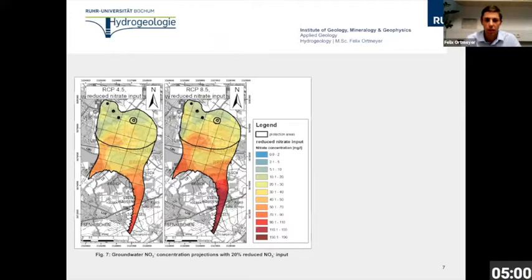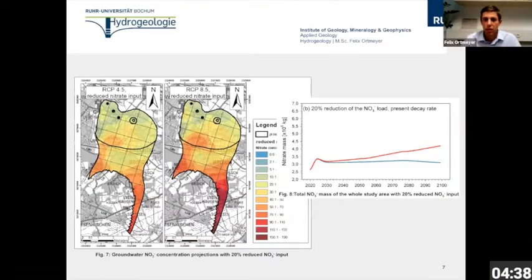This is another calculation. Here we reduced the nitrate input by 20%. You can see that the increase is less, but the limit value of 50 milligrams is still exceeded in some areas. And on the next figure, again, you see the total mass of the whole study area. It is increasing, but it is increased less, by 20%. Okay, next, please.